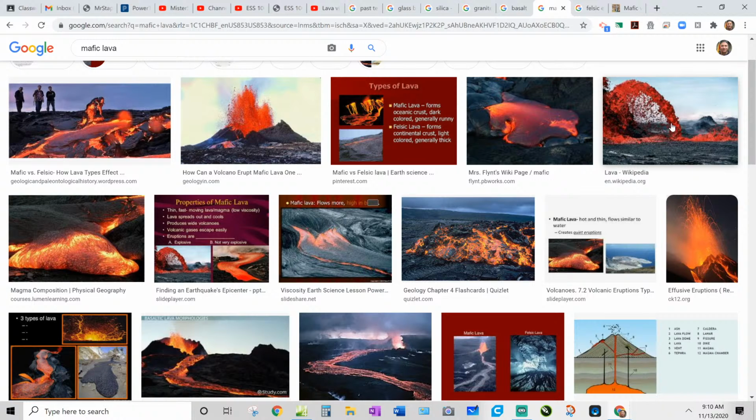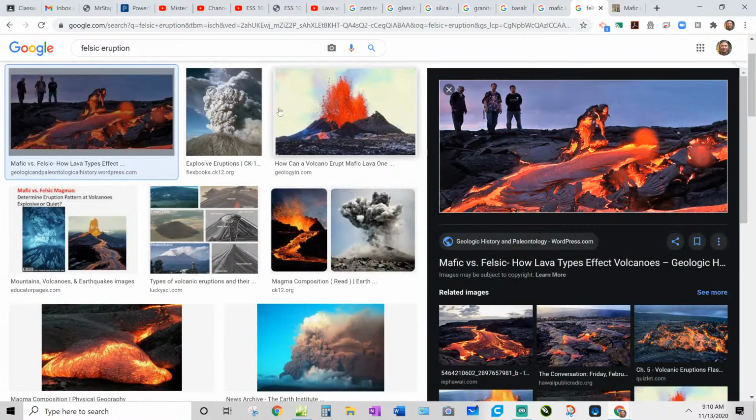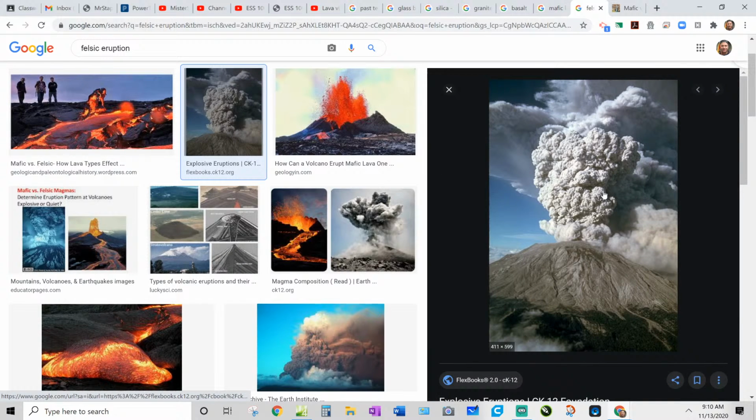There aren't any pictures of felsic lava because it doesn't even form lava. It won't even flow at all. What it does is explode. So if you look up felsic eruption, most of these are not felsic eruptions. This one is. This is what the felsic stuff looks like. It just turns into ash. It won't flow at all. Pressure builds up, builds up, builds up, and then it just explodes into teeny tiny pieces that go up into the atmosphere and finally settle down as ash on the ground.